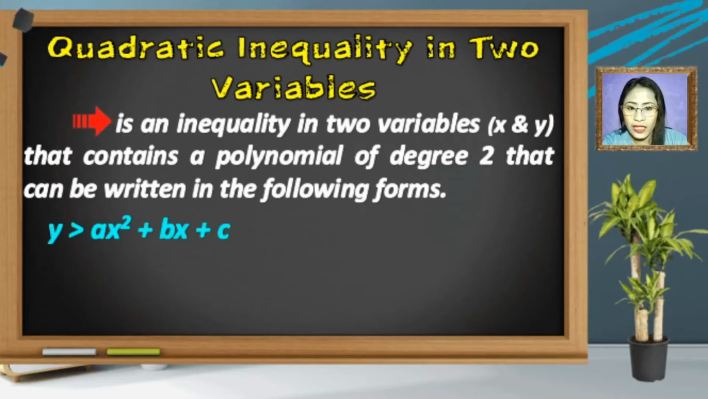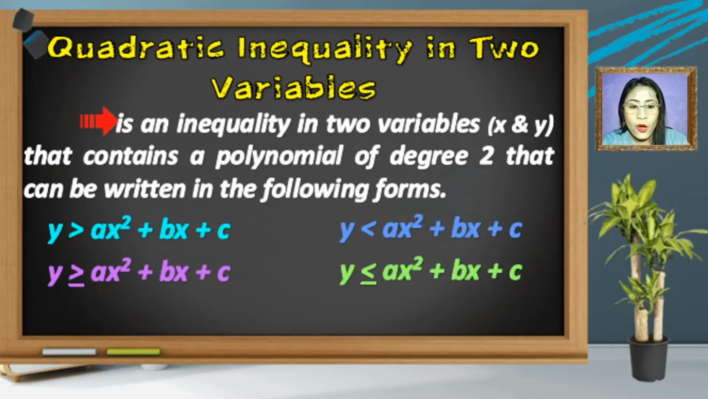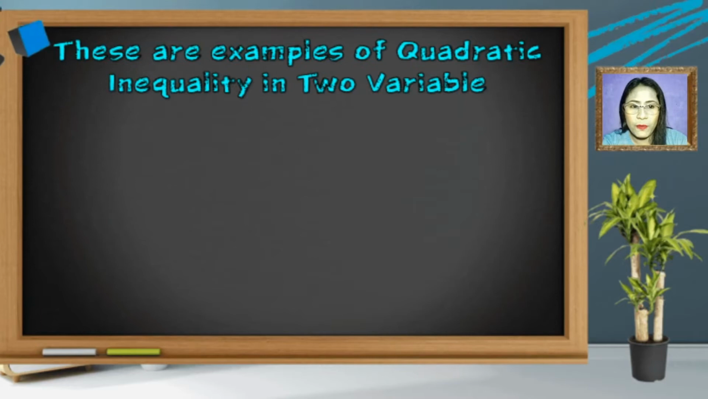So we have y is greater than ax squared plus bx plus c, y is less than ax squared plus bx plus c, y is greater than or equal to ax squared plus bx plus c, and y is less than or equal to ax squared plus bx plus c, wherein a, b, and c are real numbers and a should not be equal to 0. So, bawal maging value ni a ay 0. These are examples of quadratic inequality in two variables.